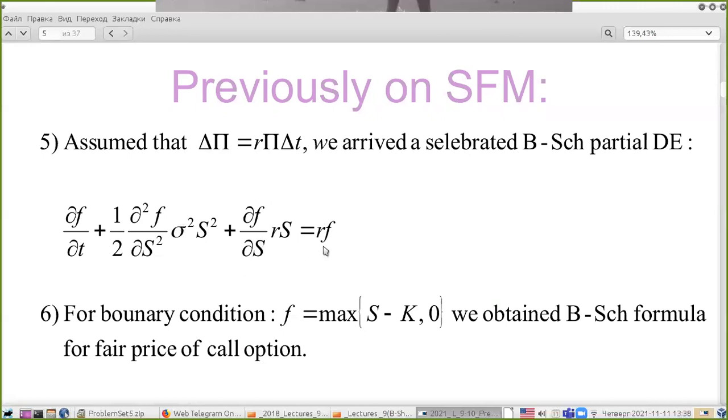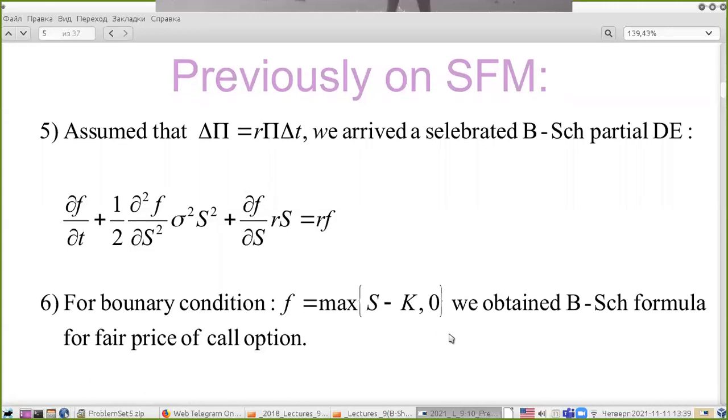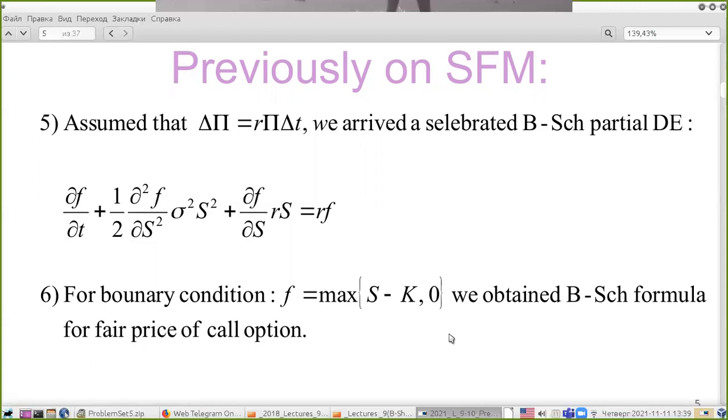And you can see on this slide this partial differential equation. Maybe you can notice that this equation is not stochastic, because this equation doesn't contain Brownian motion or any other random variable. So for this equation, for the boundary condition f equals max of S minus K and 0, we obtain the Black-Scholes formula for the fair price of a call option. In this way, we can estimate the premium of the option.